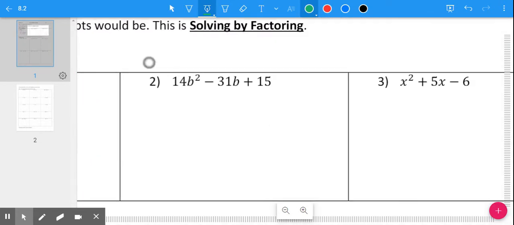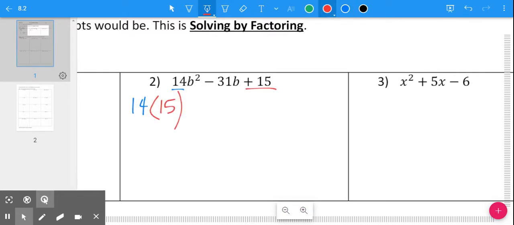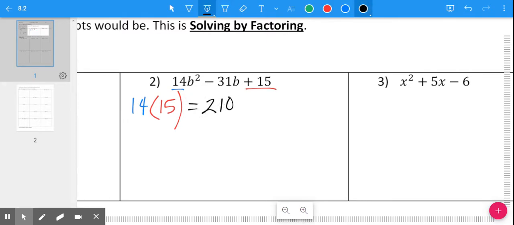The next one is a little bit more difficult because your A value is 14 and your C value is 15, which equals 210. And we know that because it multiplies to make a positive and adds to make a negative, both factors have to be negative. So we have negative 10 and negative 21, which adds up to negative 31.